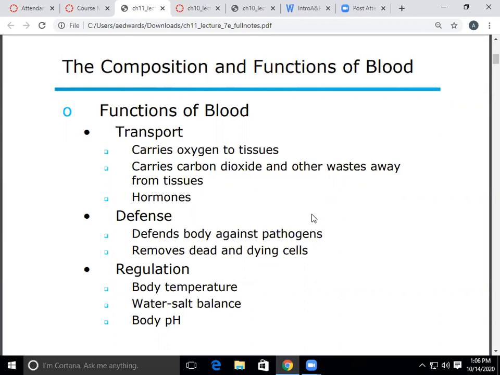So under defense, blood's also helping your body defend itself against foreign pathogens. Okay, it also gets rid of dead cells and dying cells. And under regulation, your blood helps you regulate things like body temperature, your pH, whether your blood is too basic or too acidic. Also balanced with water and salt.